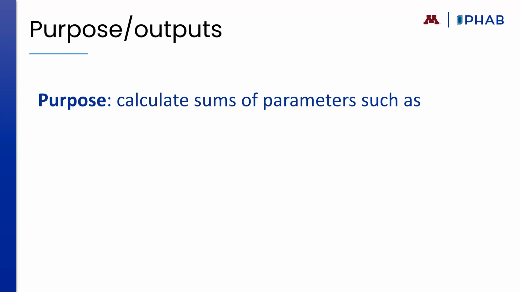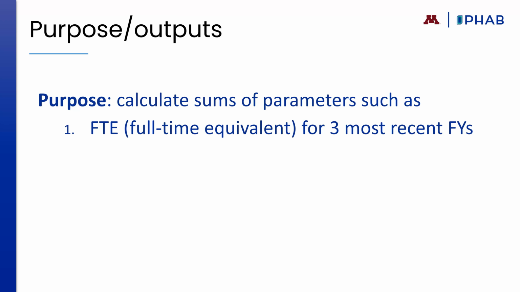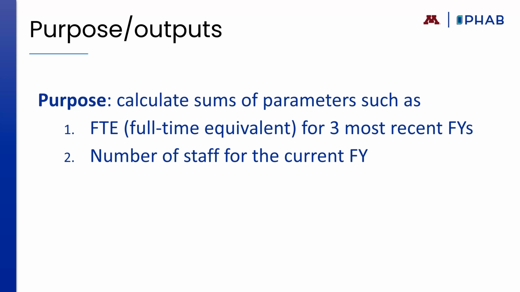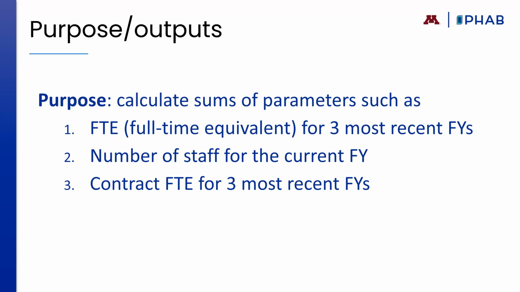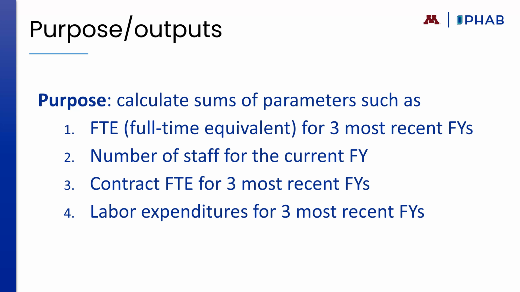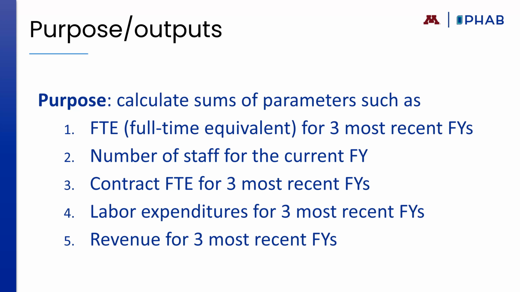The purpose of the background tab is to help organizations calculate total sums of various parameters. These parameters include 1. Full-time equivalents, or FTE, for the 3 most recent fiscal years, 2. Number of staff for the current fiscal year, 3. Contract FTE for the 3 most recent fiscal years, 4. Labor expenditures for the 3 most recent fiscal years, and 5. Revenue for the 3 most recent fiscal years.